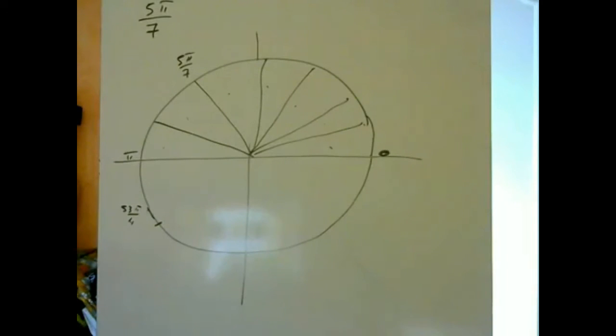So now you know everything there is to know about angles and radians and how to place them on a circle.